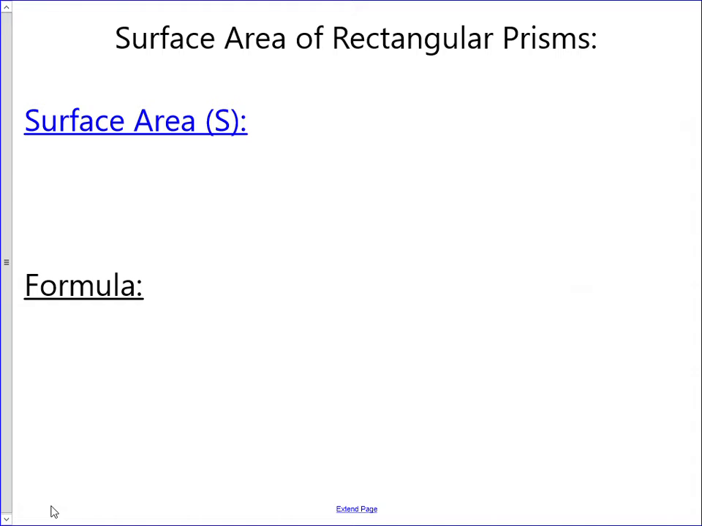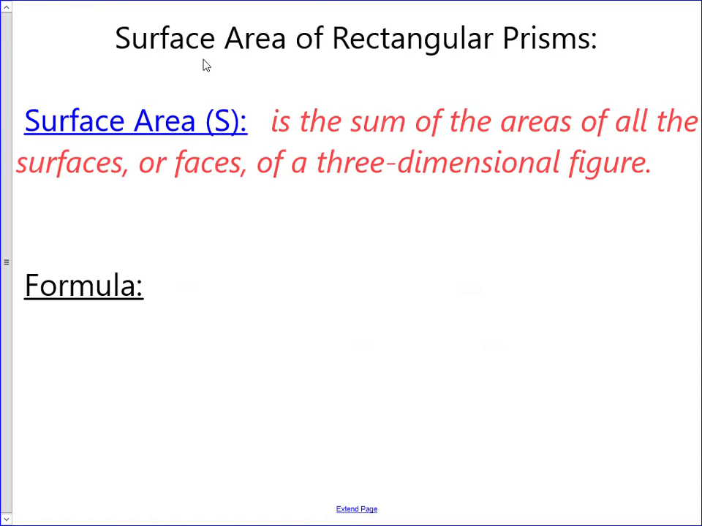Let's take a look and talk about what surface area is. Well, it's the sum of the areas of all the surfaces or faces of a three-dimensional figure. Well, think back to that Kleenex box we just looked at. It had a top and a bottom, a front and a back, and two sides. So it had a total of 6 faces. So the surface area of a rectangular prism would be the area of all those faces added together.